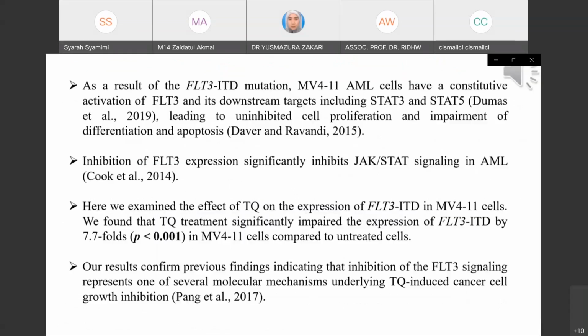As a result of the FLT3 internal tandem duplication mutation, the MV4-11 cells have a constitutive activation of FLT3 signaling. The inhibition of FLT3 expression significantly inhibits the JAK-STAT signaling in acute myeloid leukemia, and here we examine the effect of thymoquinone on the expression of FLT3-ITD in MV4-11 cells. We found that thymoquinone significantly decreased the expression of FLT3-ITD by 7.7 folds compared to untreated cells. Similar to our finding, FLT3 signaling was shown to be one of several molecular mechanisms underlying thymoquinone-induced cancer cell growth inhibition.